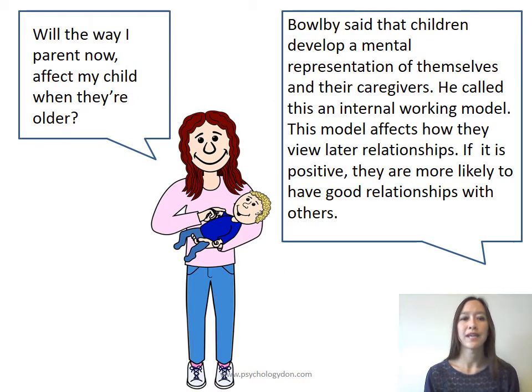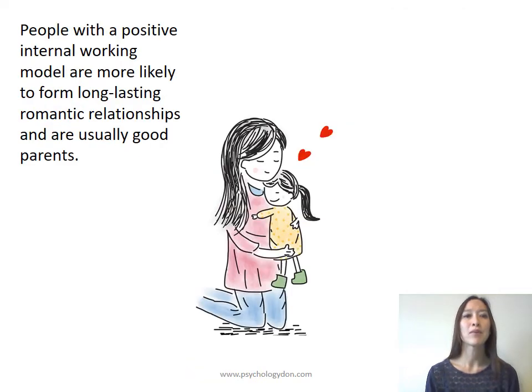A further concept within Bowlby's theory is the internal working model. Bowlby said that children develop a mental representation of themselves and their caregivers. This mental representation affects how they view later relationships. If it's positive, they're more likely to have good relationships with others. People with a positive internal working model are more likely to form long-lasting romantic relationships and are usually good parents.